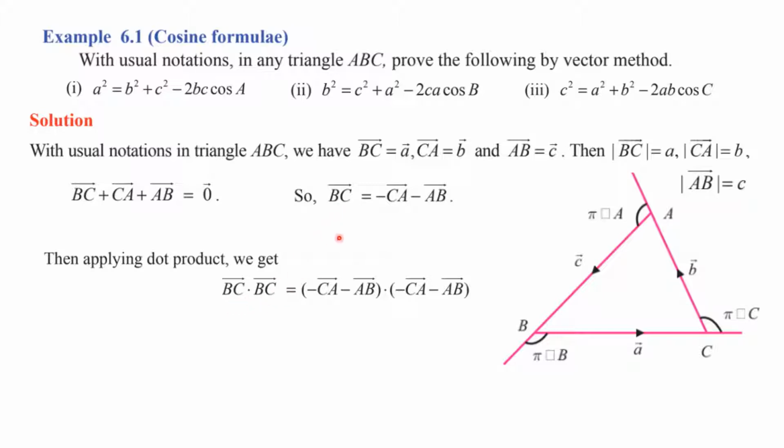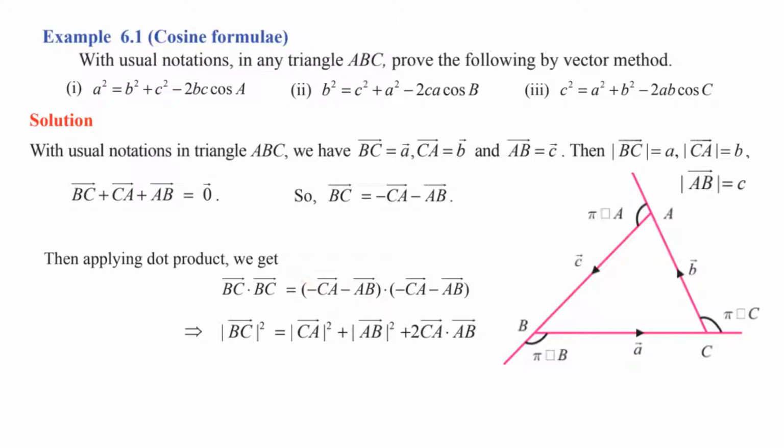product. So you have minus CA minus AB, for BC, and multiplied with minus CA minus AB. Okay, so it's a dot product. So applying the algebraic formula, which is a plus b the whole squared is equal to a squared plus b squared plus 2ab, we can simplify this as CA squared plus AB squared plus 2 CA into AB.